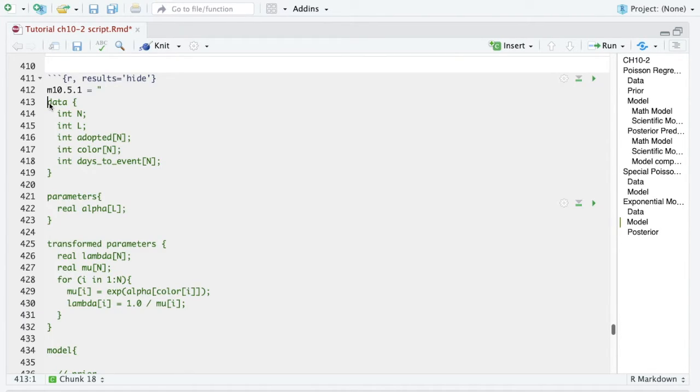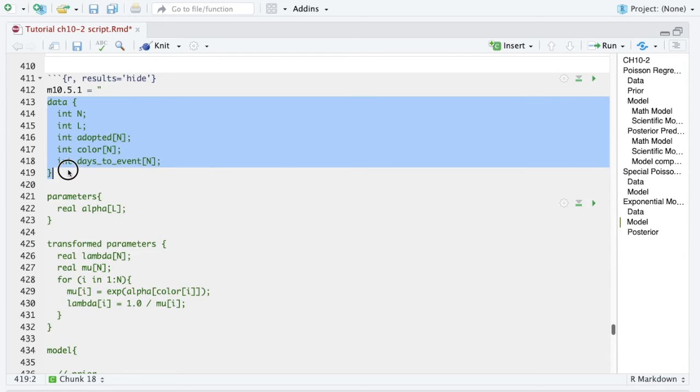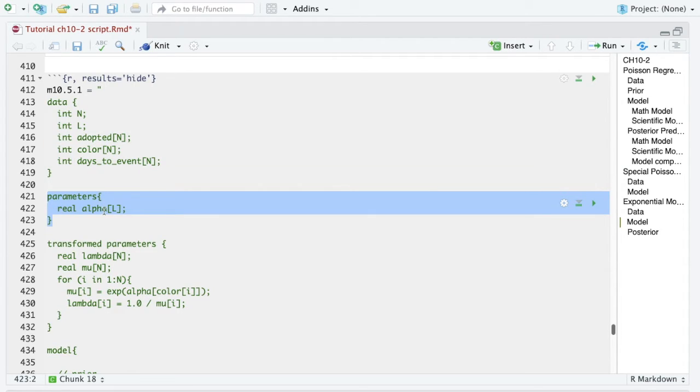And then let's look at our Stan model. So the data part is very simple. In the parameters part, we have only one predictor, alpha. So one for black cat and another for non-black cat.